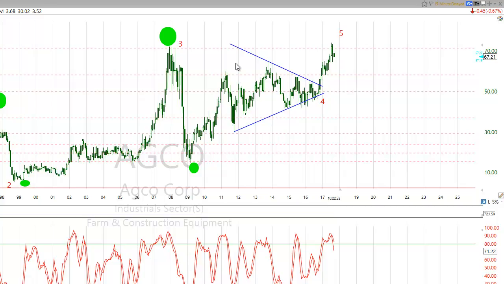So this is my fourth Elliott wave, which is a triangle right here. All right.